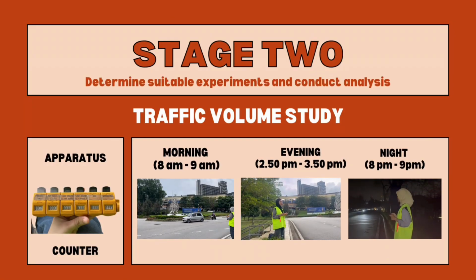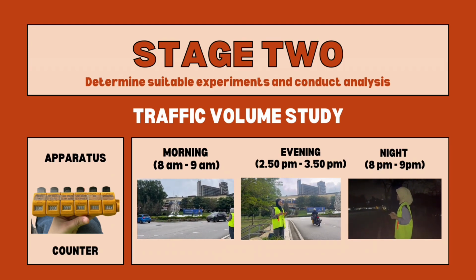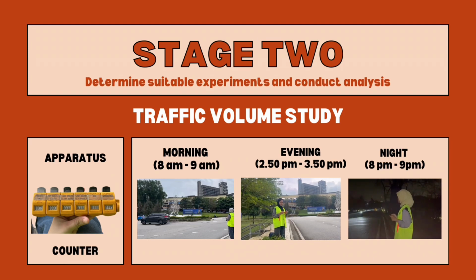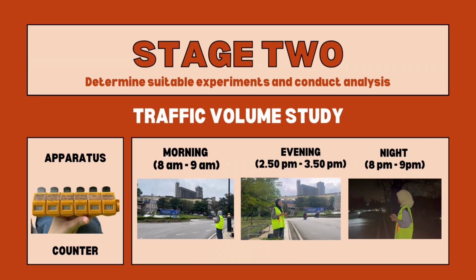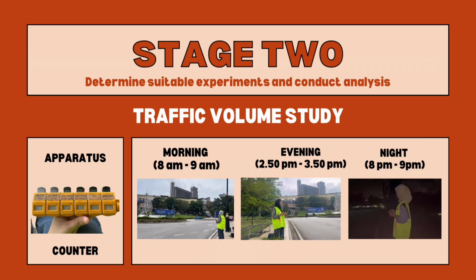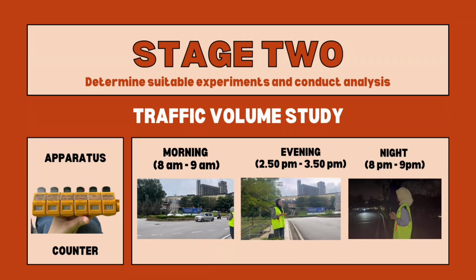Next, we also use another experiment, which is the traffic volume study. We decided to use this experiment to measure and analyze the number of vehicles passing a specific point on a road over a set period of time. This experiment uses a telecounter to record the volume of vehicles. All the data is collected for all directions and analyzed in the morning, evening and also night.